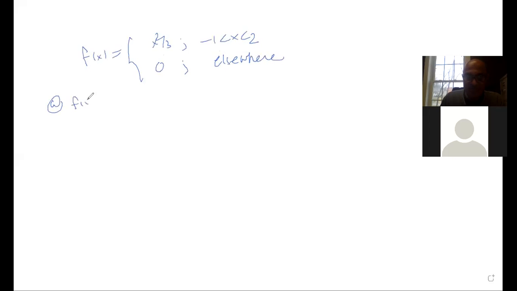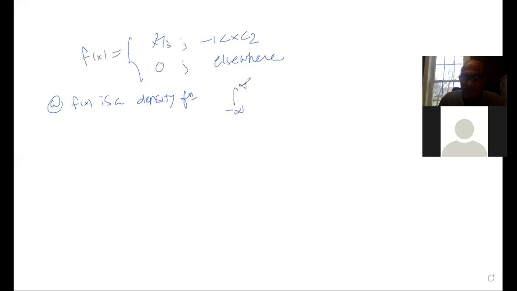And I would like to go for this simple integration, your Calc 2, I would say. So my function here is f(x) equal to x squared by 3 for -1 less than x less than 2, and elsewhere it is equal to 0. My first part is that f(x) is a density function. That's what I want to verify. f(x) is a continuous density function.